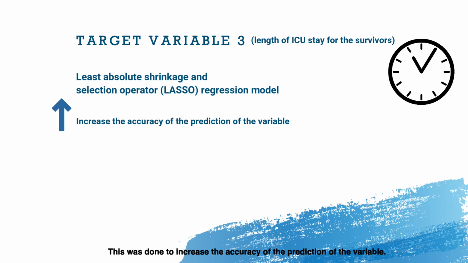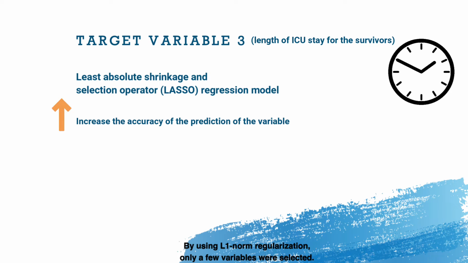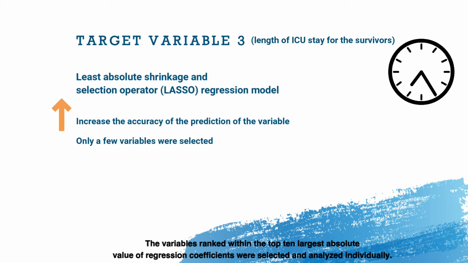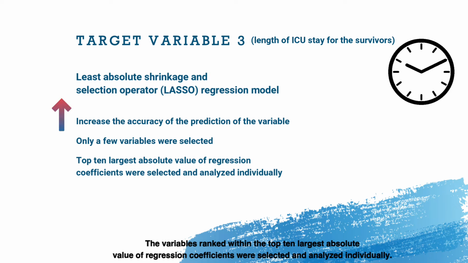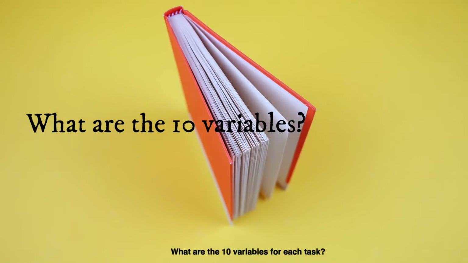This was done to increase the accuracy of the prediction of the variable. By using L1 normal regularization, only a few variables were selected. The variables ranked within the top 10 largest absolute value of regression coefficient were selected and analyzed individually. What are the 10 variables for each task?